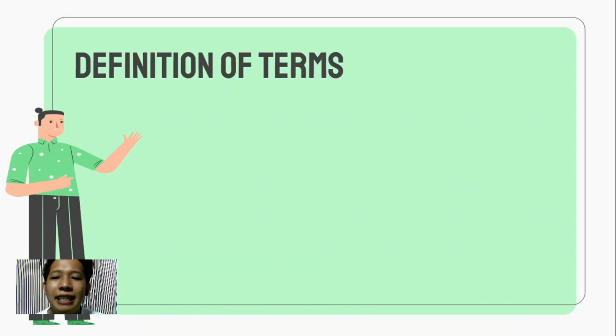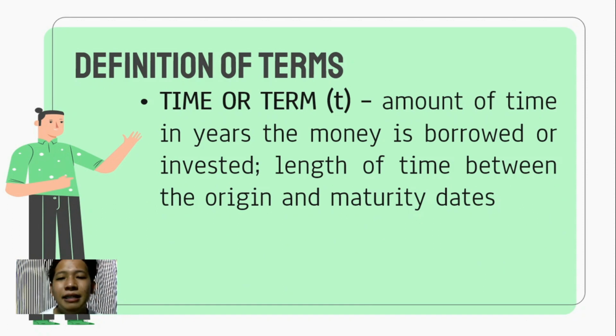Okay po? Next is the time or the term. So the time or the term is the amount of time, particularly in years, in which the money is borrowed or invested. It is the length of time between the origin and the maturity dates. So, ibig sabihin, ganito, yung time or term is the haba ng oras kung kailan mo siya pwedeng bayaran. Let's say, for example, nangutang ako ng 10,000 pesos sa kaibigan ko and I promised her to pay within 6 months. Meaning, the time or the term is 6 months.